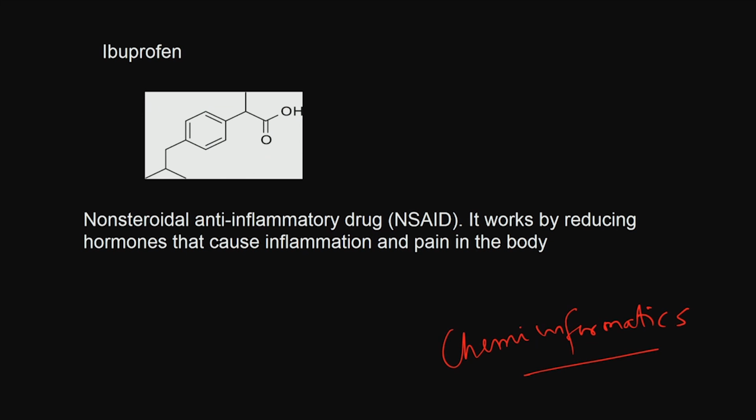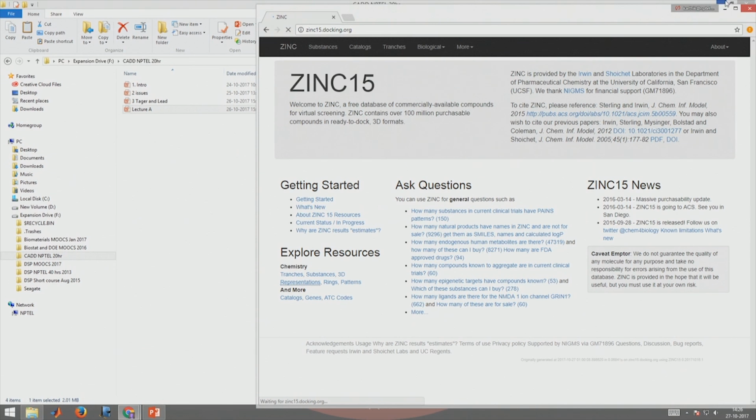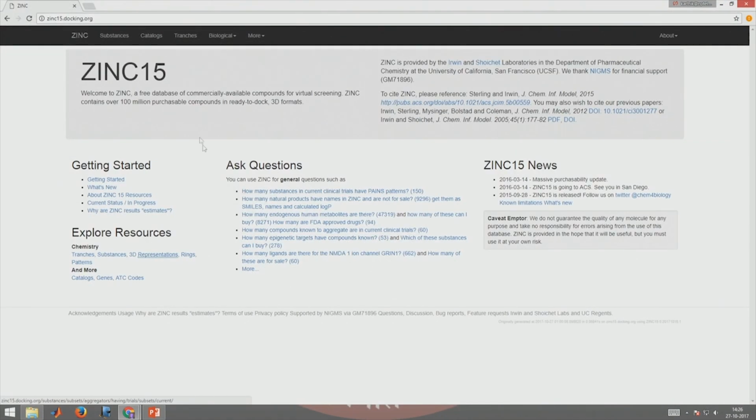So, let us look at some databases like I said before and see how we can make use of them. Let us first look at this database called ZINC 15. This database contains structures of a large number of molecules. As you can see, 100 million, and it keeps going up every day. Purchasable, that means if you think you have found a good possible lead compound based on in silico work, you can even buy it. That is the beauty of it.